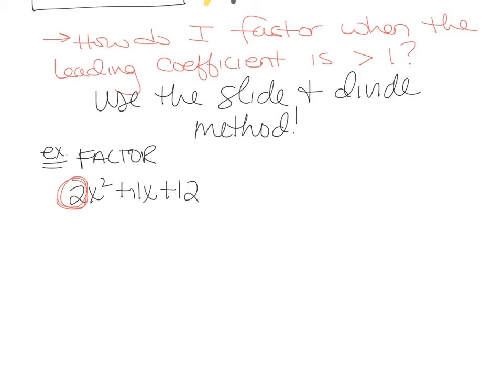So here's how you do it. I'm going to take my leading coefficient, and I'm going to slide it to the back. I'm going to make my X. When I slide 2 to the end with 12, 2 times 12 makes 24. 24 is now at the top of my X. What number always goes on the bottom of my X? The middle term, which is 11. So now, I want to think about factors of 24 that add up to 11. What are they? 8 and 3.